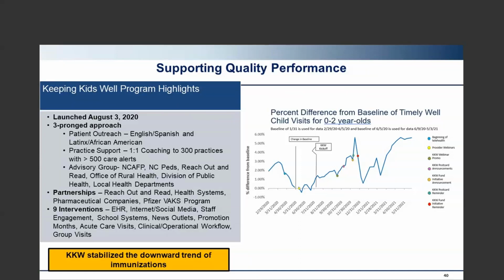And most importantly, we want to point out on this slide, as a takeaway, that Keeping Kids Well really helped to stabilize the downward trend of immunizations. And you can see on the graph that every colorful dot that's plotted across the graph was an intervention. And where you see those interventions, the data improves over time. Next slide.